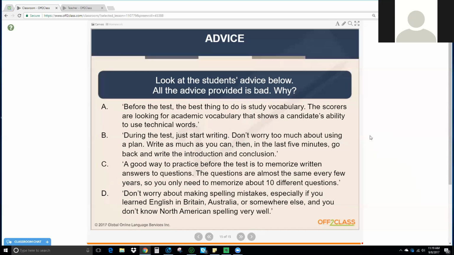A good way to practice before the test is to memorize written answers to questions. Questions are almost the same every few years, so you only need to memorize about 10 different questions. No, no, no. The testers will know if you do this.